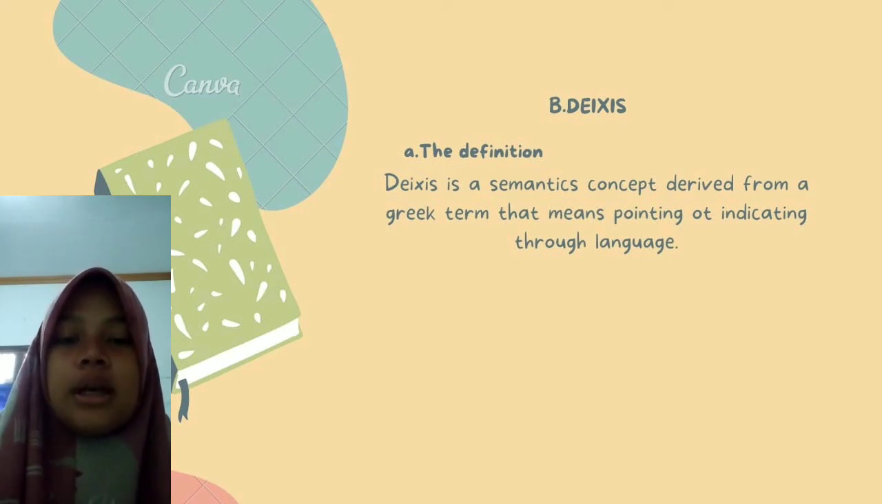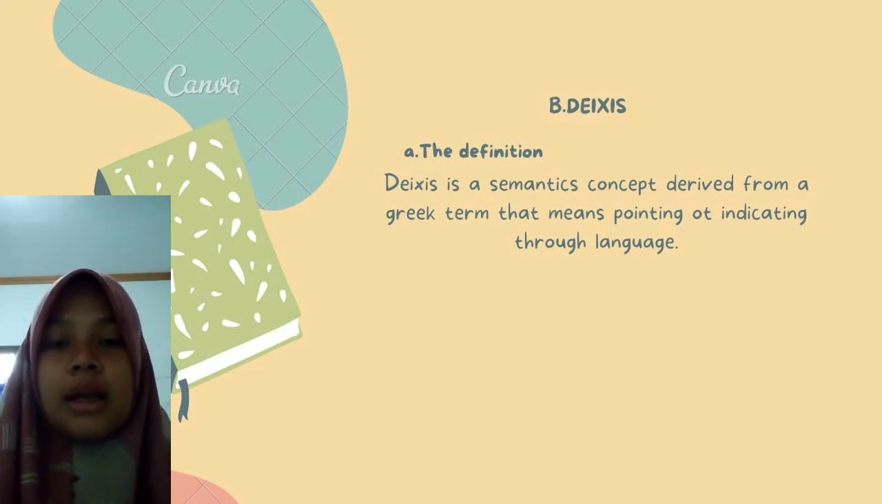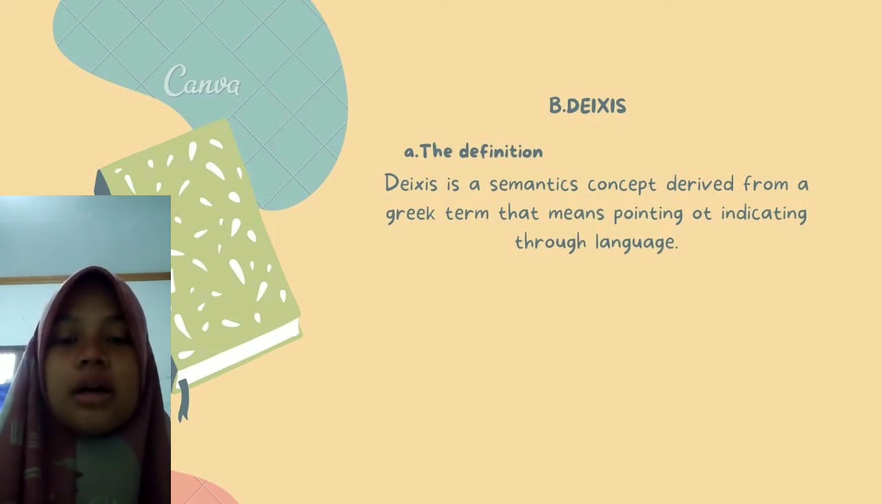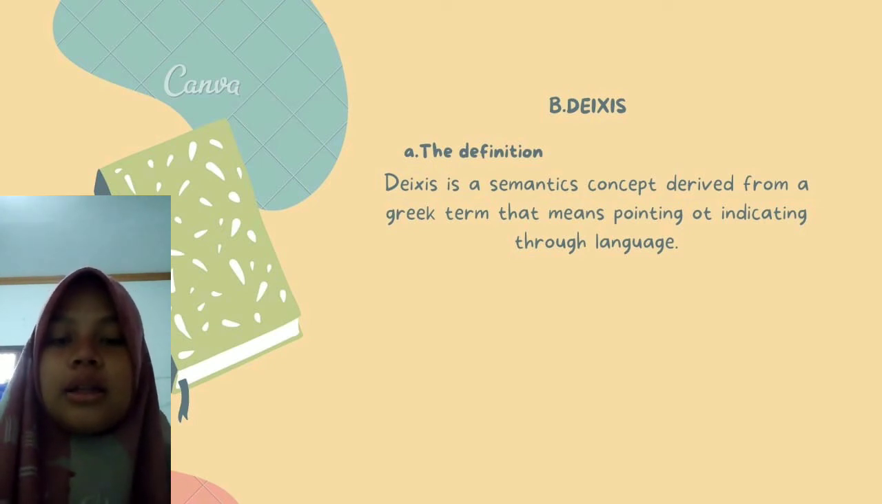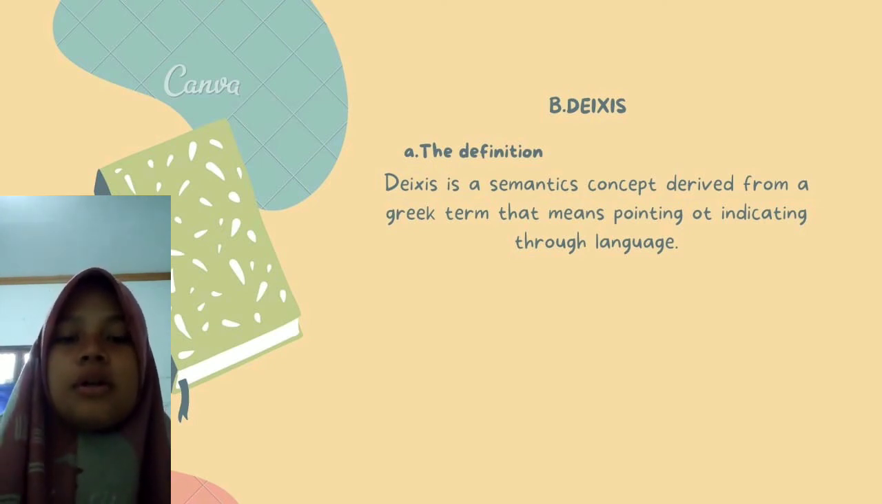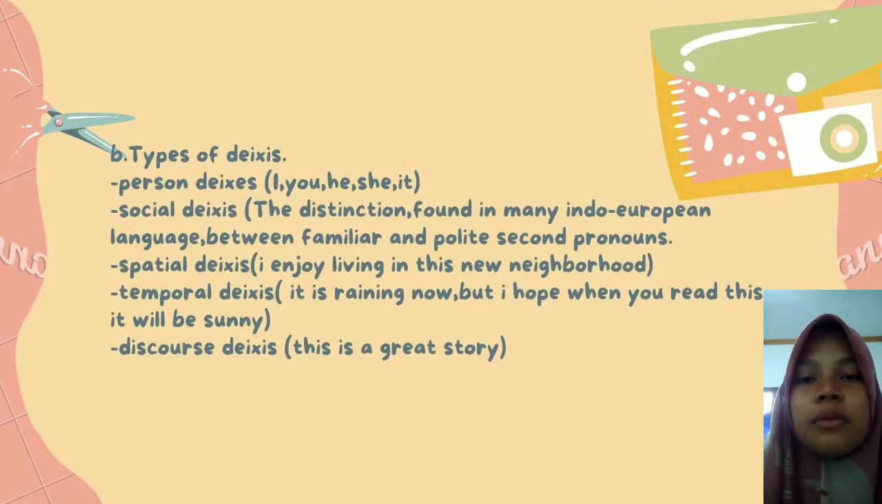We use a deictic term like that to signify something in the current context when we discover a word or object and inquire, like, what's that? Deictic expressions are also known as indexical expressions. On this part, we would like to discuss about types of Deixis. So there are some types of Deixis.